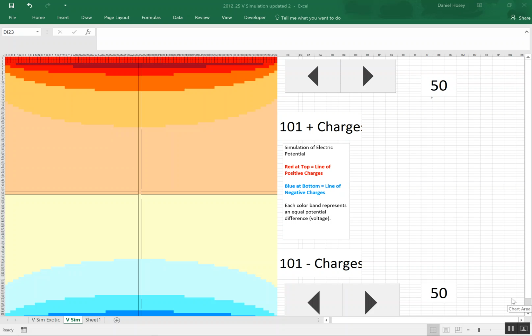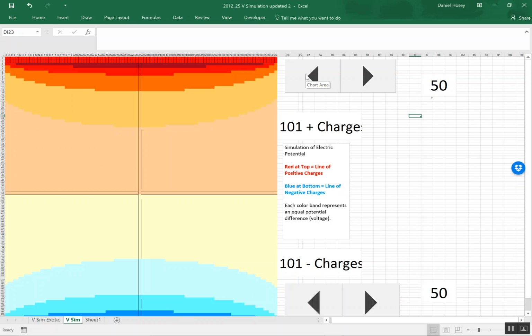So there was an original question about what the electric potential would look like near a line of charge, or two lines of charge, or a line of charge and a point charge. And I made this simulation in Excel. Maybe later I'll talk about how I did it. But I assumed that each of these was one charge and each of these was minus one charge along the bottom.